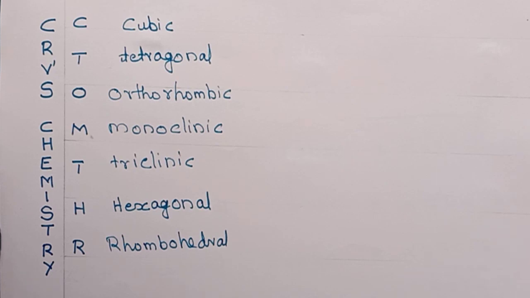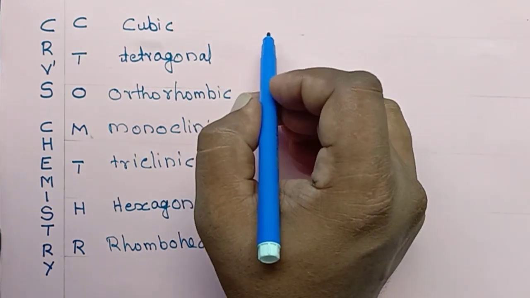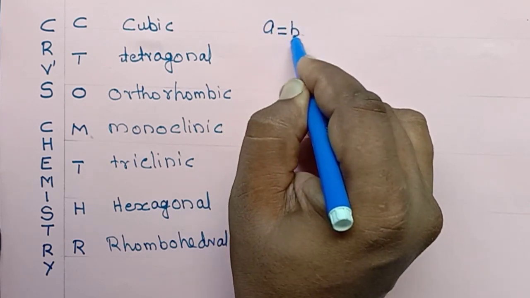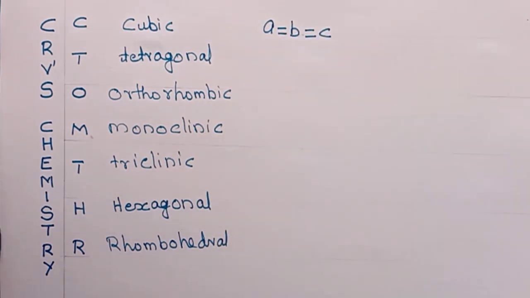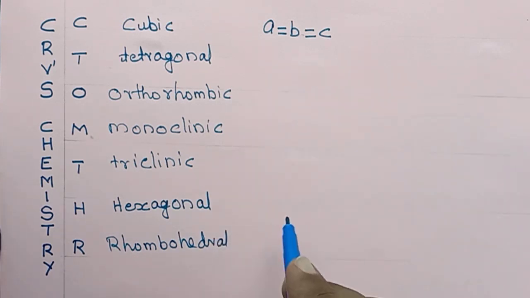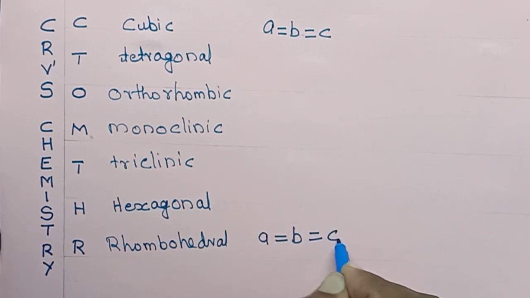Now we are going to find a relation between the sides A, B, and C. How these A, B, and C are related for these 7 unit cells. First we are going to cubic. As you know, for cubic always all sides are equal. So A equal to B equal to C. And here in the 7, first and last are same. So for cubic and rhombohedral, A is equal to B is equal to C. All the sides are having same length.